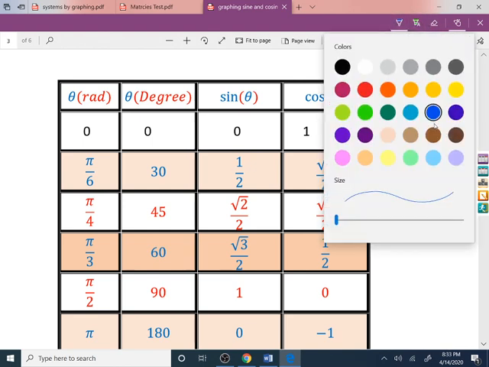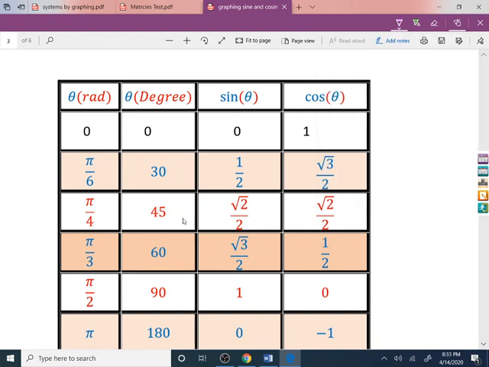Look, the angle 60. You like this color? Okay. Somebody likes this color. I know who likes this color. Girls like this color, and I like this color. Okay.